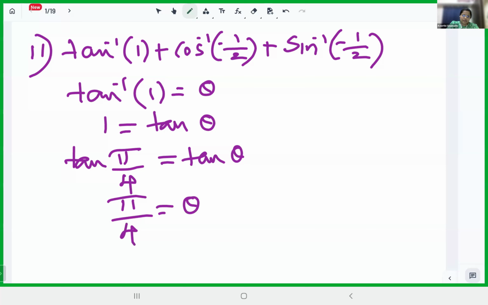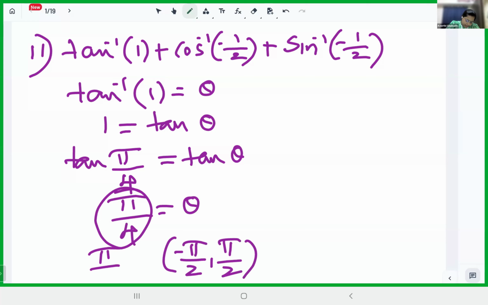Now, we have to check whether this pi by 4 belongs to the PVB, isn't it? So, the PVB is nothing but minus pi by 2, comma pi by 2. So, clearly, pi by 4 belongs to this interval. So, we can say that tan inverse of 1 is equal to pi by 4.